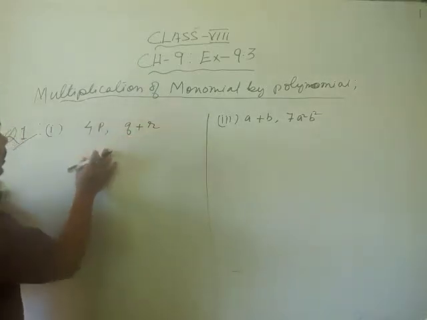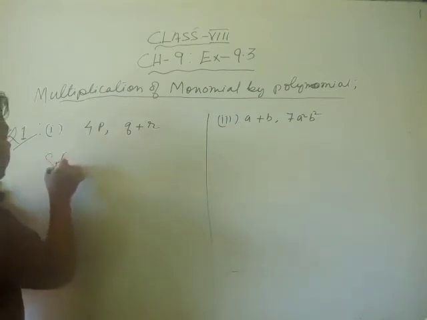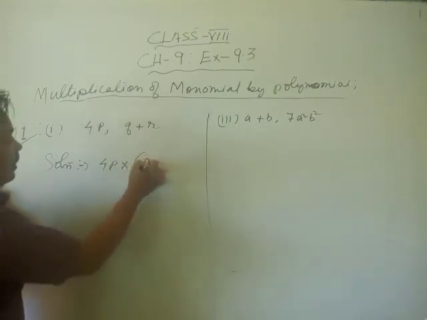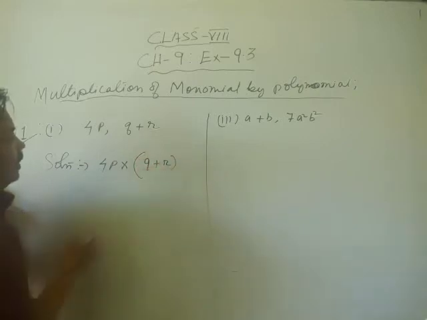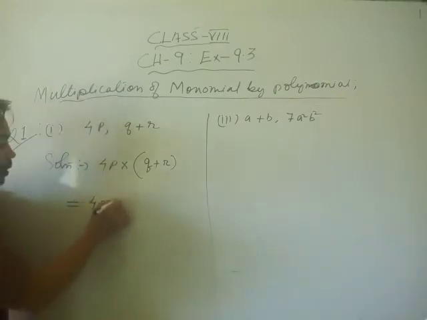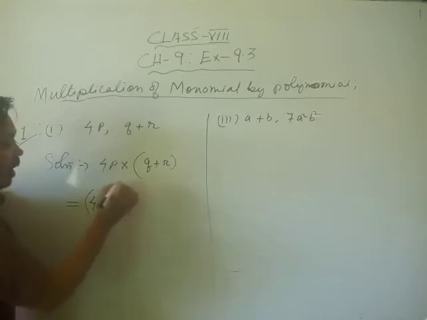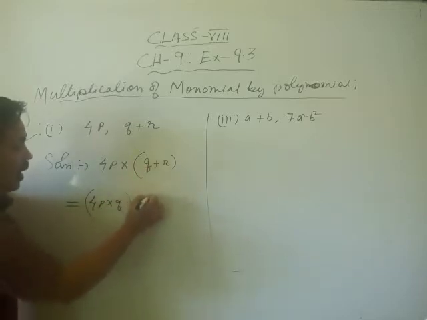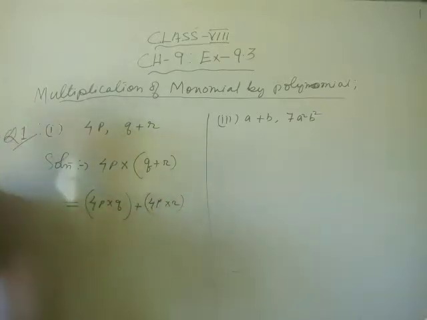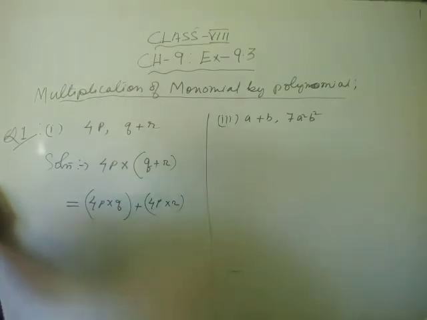So now, the next step: what do we have to do in the solution? Let us keep this 4p into, in the bracket, the polynomial here, q plus r. So the next step, what you should see is that 4p is multiplied with q, plus sign will come here, again 4p will multiply with r. This is a very important step to remember.